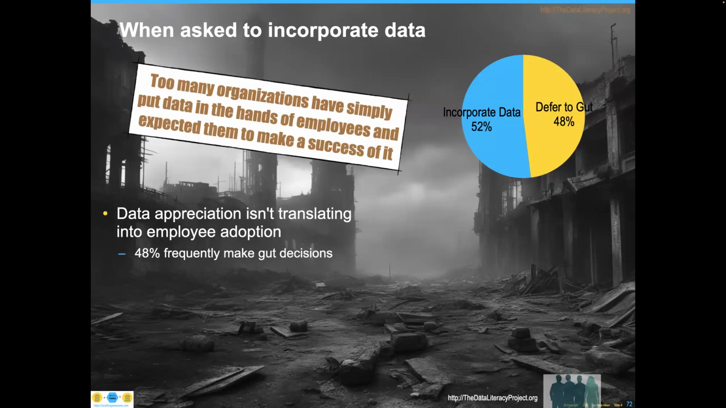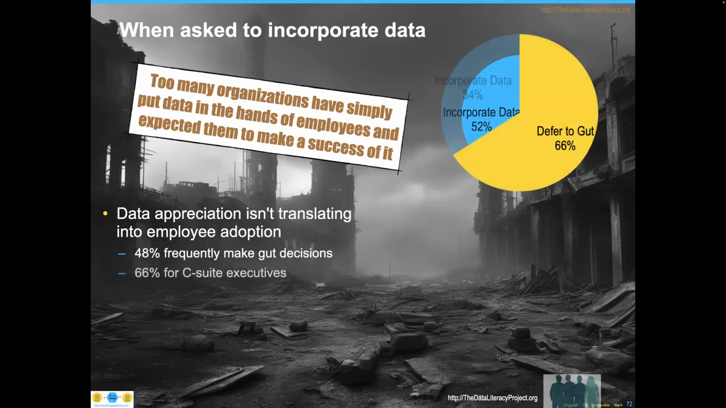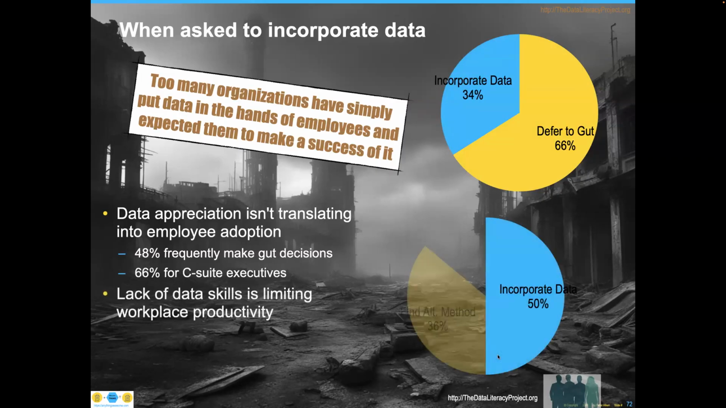Here are some numbers that will scare you. These are from a great set of research. The Data Literacy Project has been doing some really good work in there. I've actually got some updated numbers, and I'm going to go back and get them for the next set on this, but they've done some good work. Oh, what am I talking about? Well, when you hand data to people and ask them to make a decision on it, 52% of them will actually use the data to make that decision, but almost half of them will defer to their gut. Ooh, ouch. And when it gets to the C-level executives, it's 1/3 of them incorporating data, 2/3 incorporating their guts.